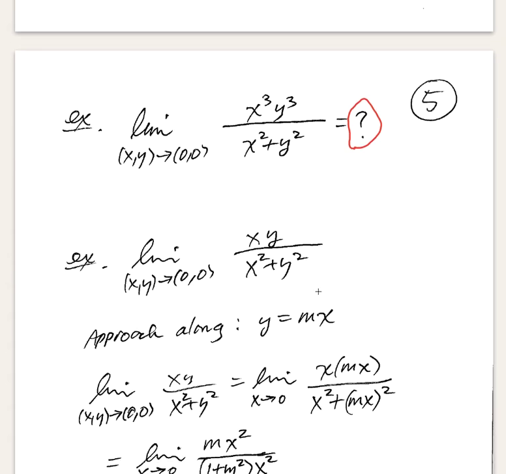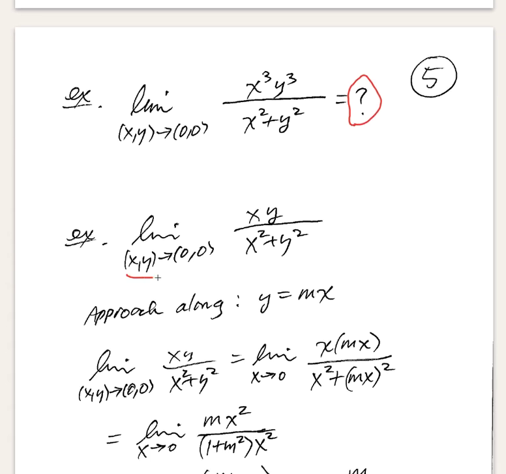Let's talk about a different limit here. The limit as (x,y) approaches (0,0) of xy over x squared plus y squared.